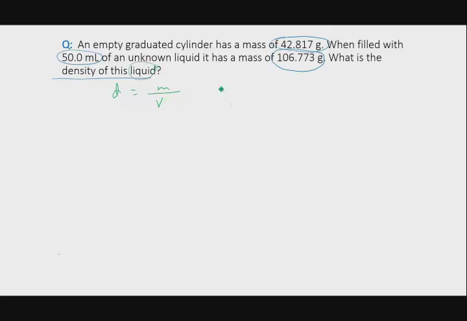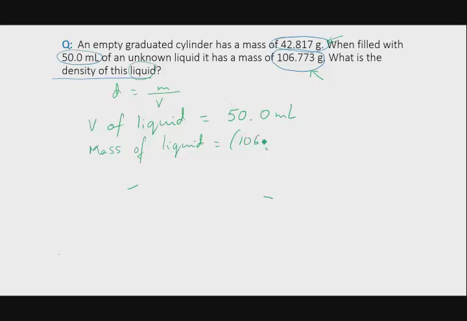Do we know the volume of the liquid? Yes, we do. The volume of the liquid added in this graduated cylinder is 50.0 milliliters. Do we know the mass or weight of this liquid? Well, we don't know that directly, but we can figure it out. How? Now, this is the mass of the graduated cylinder with the liquid, and that is the mass of the graduated cylinder without the liquid. So how do you then calculate the mass of the liquid? Absolutely, by subtracting the two.